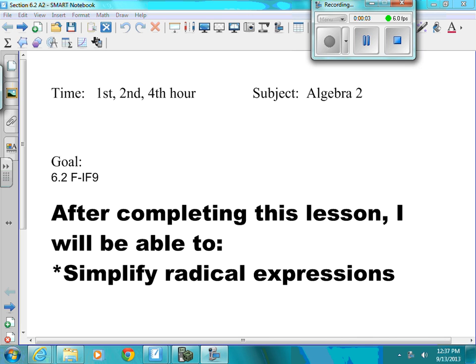Welcome back to Unit 3 of Semester 1, still in Chapter 6, Section 6.2, Radical Expressions. Today's one and only goal is that you will be able to simplify radical expressions by the end of the lesson.